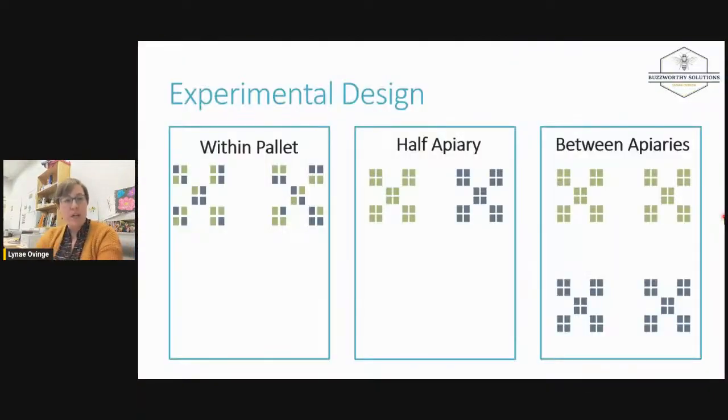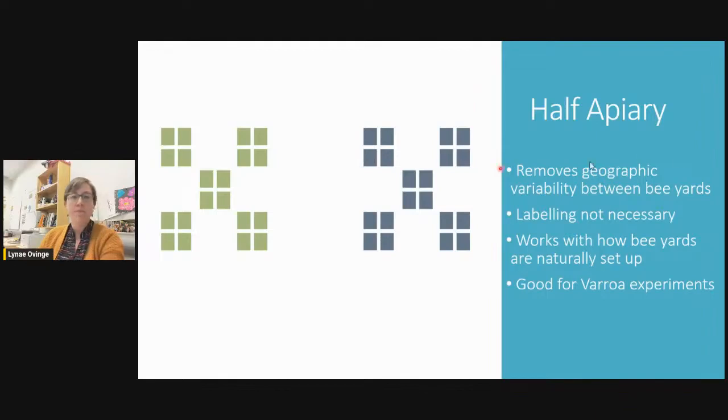And so if we go back to our types of experimental designs, we've done this one, we've done this one. Now we're going to go into our half apiary. So the big reason to do this one is it removes the geographic variability between bee yards. So as we all know, I already said this, that certain yards will have better pollen or whatever. So this is a really great one, especially for something like pollen patties, because it can vary so widely between yards.